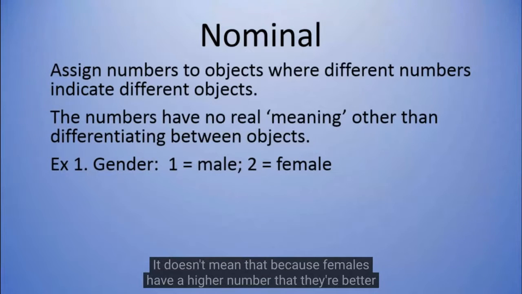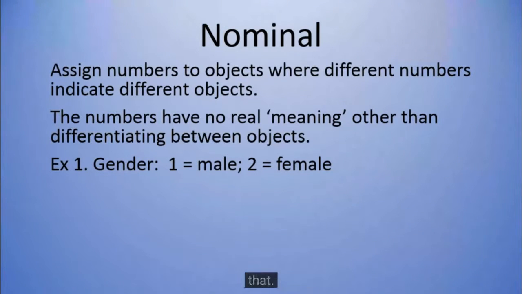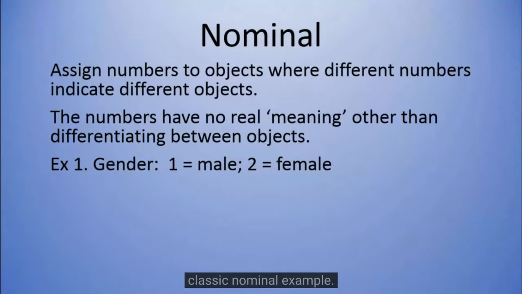It doesn't mean that because females have a higher number that they're better than males, or males are worse than females, or vice versa, or anything like that. All it does is it differentiates between our 2 groups. And that's a classic nominal example.